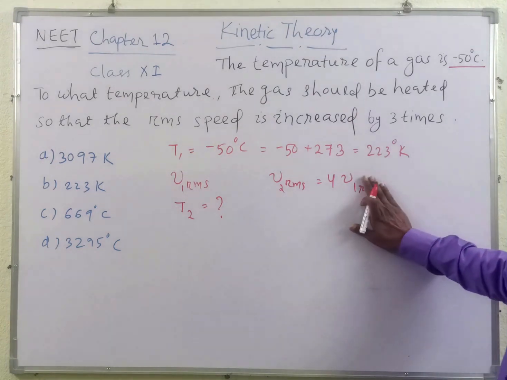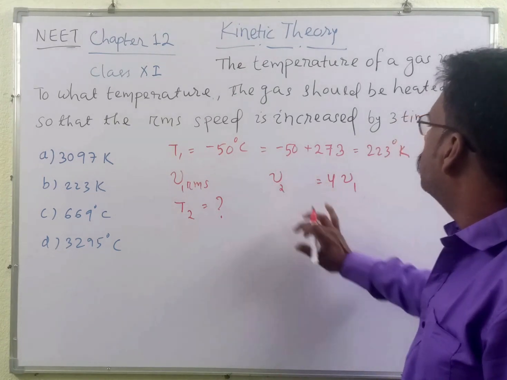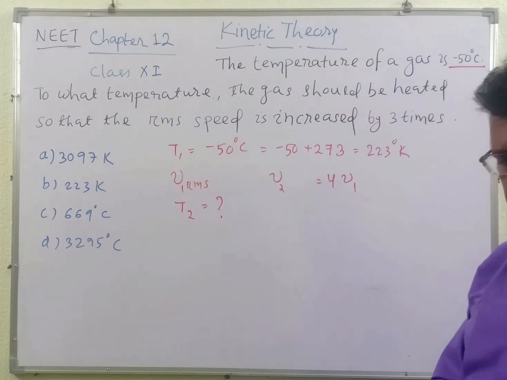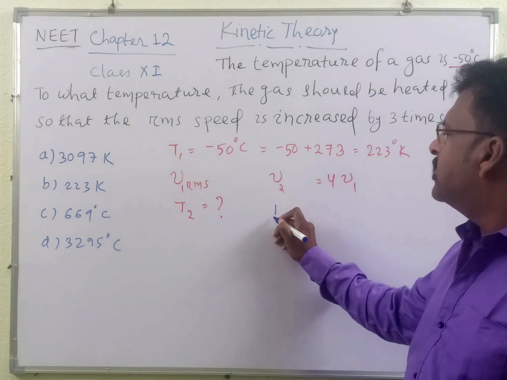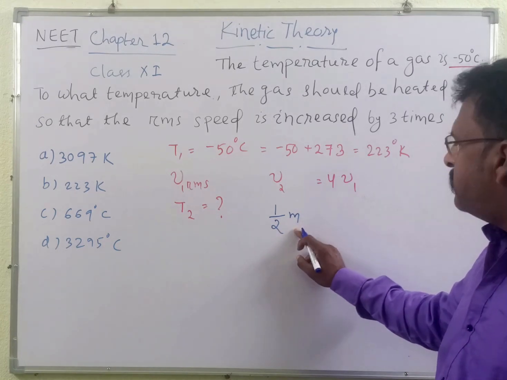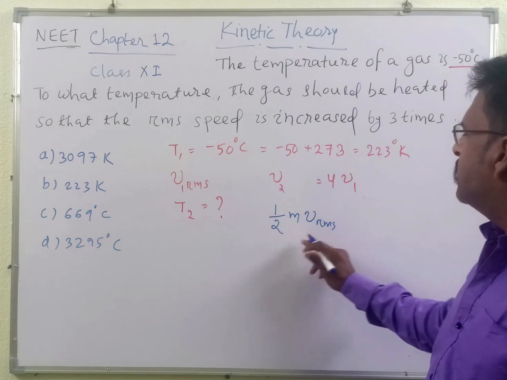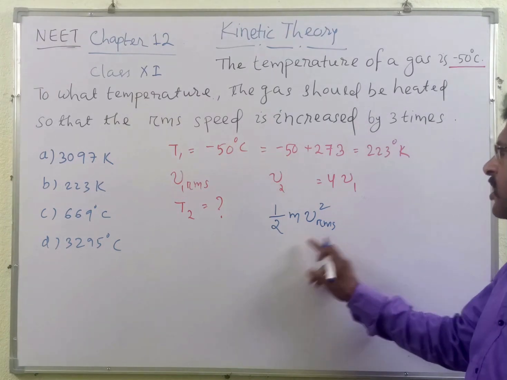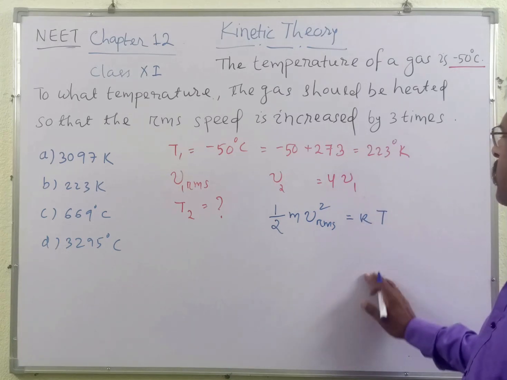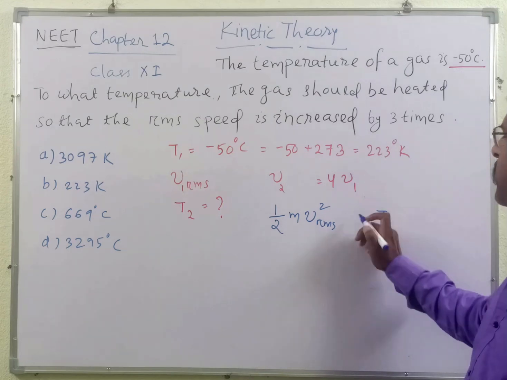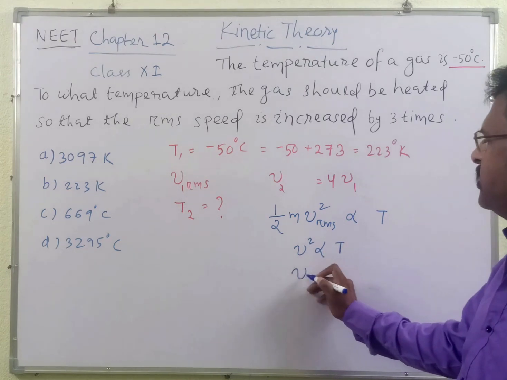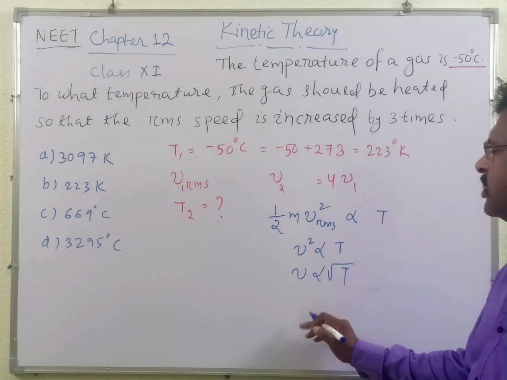We may not write RMS all the time, so we may write V2 is equal to 4 V1. We understand that these velocities are root mean square speeds of the molecules of the gas. And we have studied in the kinetic theory, students, the kinetic energy of a molecule. If its mass is m and its root mean square velocity is v, then it is half m v square. We know this is equal to kT, or we may write that the kinetic energy of a particle is directly proportional to T. So v square is directly proportional to T, or v is directly proportional to root over T.